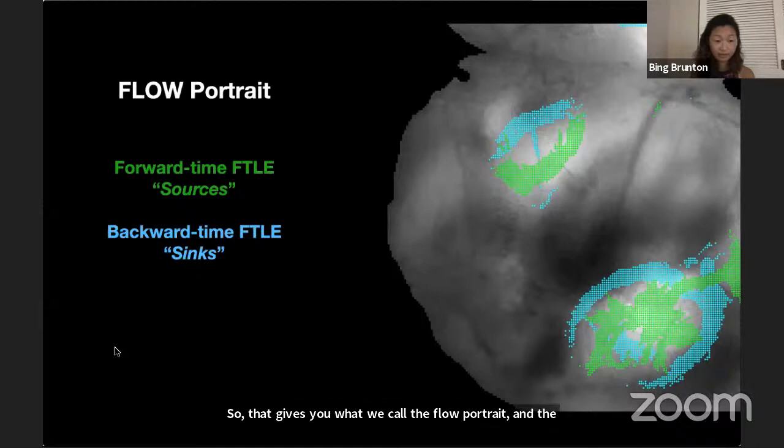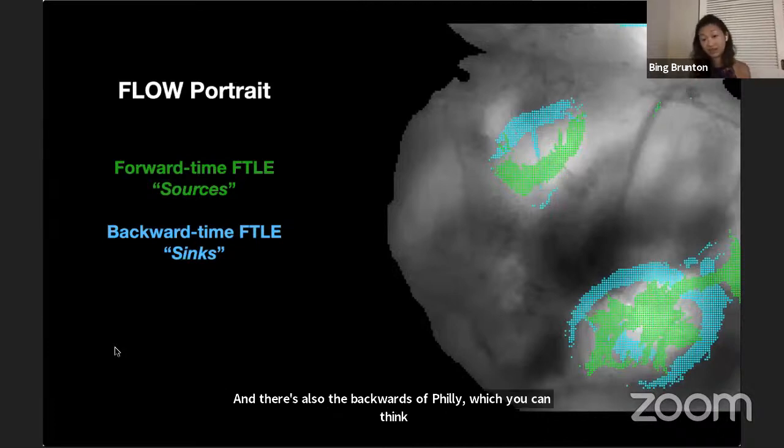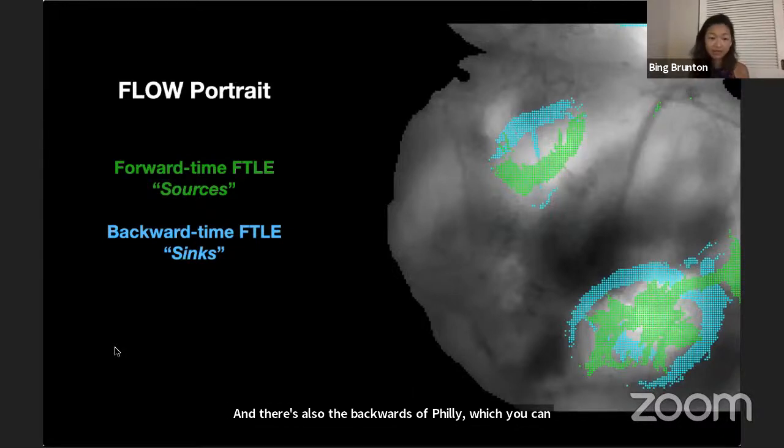The flow portrait has forwards time FTLE, which you can think of kind of as the sources of activity, where the activity is coming from. And there's also the backwards FTLE, which you can think of as sinks, where the activity goes to die. It's slightly more complicated than that because you also get wave fronts, which are not well summarized by describing them as either sources or sinks. But I think this is usually a pretty good start in terms of intuition. So we have sources and we have sinks.